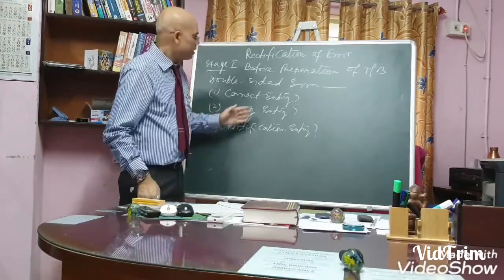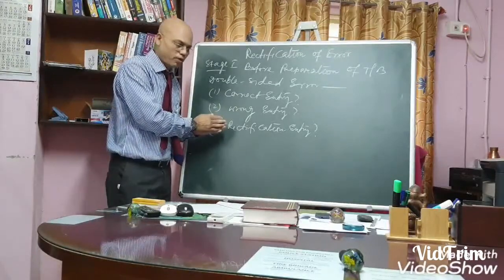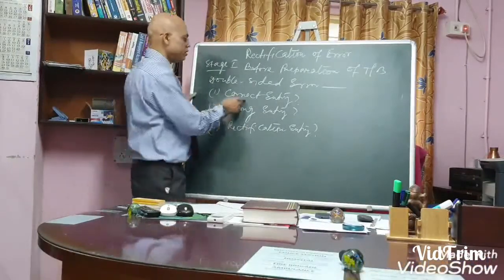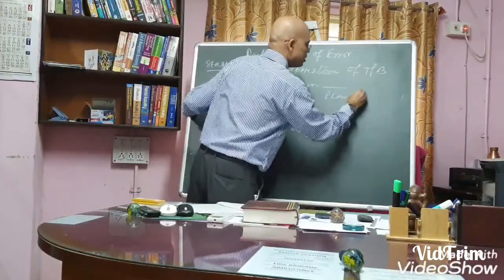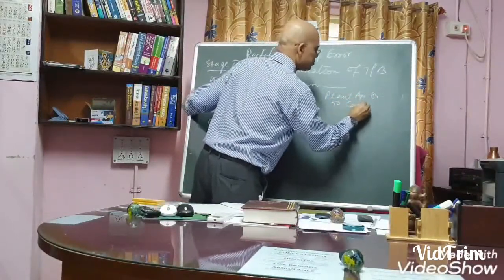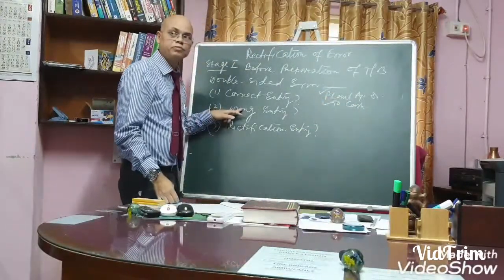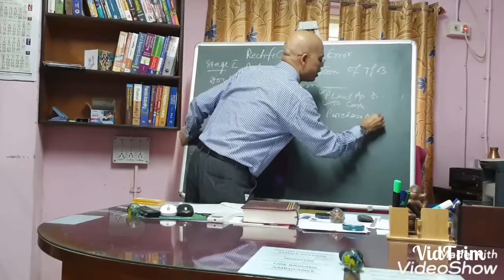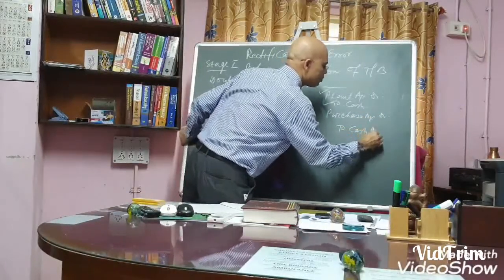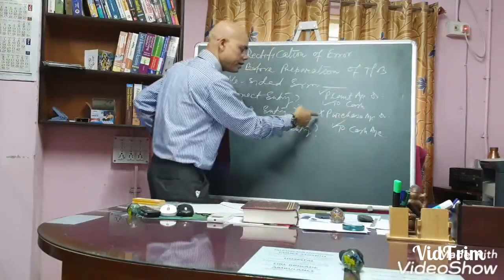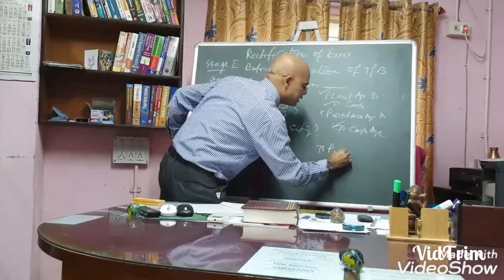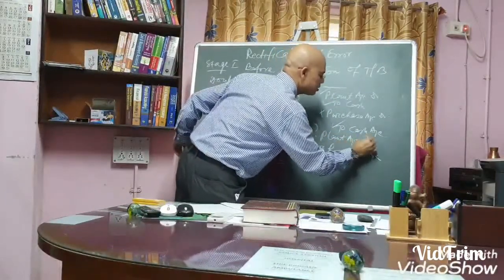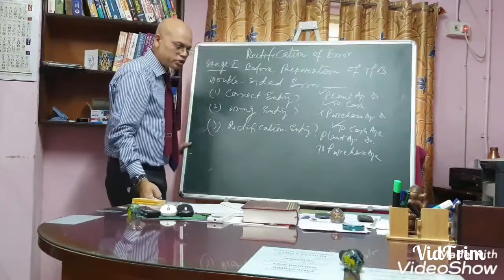For example, the transactions I am not writing. Suppose a plant was purchased for rupees 10,000 and wrongly passed to the purchase account. Purchased a plant, what will the correct entry be? Plant account debit to cash account. This is right. What has been done? Plant is purchased, but it has been passed through the purchase account. Therefore, purchase account has been debited: purchase account debit to cash account. This is wrong, this is right. If you eliminate this wrong, then purchase account will be credited and plant account should be debited. That is, plant account debit to purchase account. This should be the correct entry.